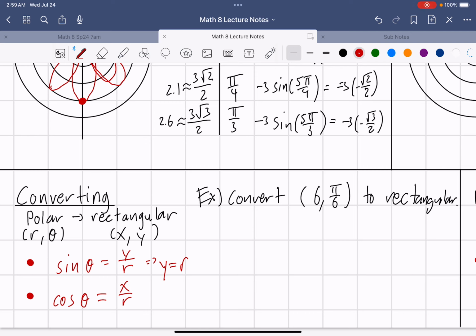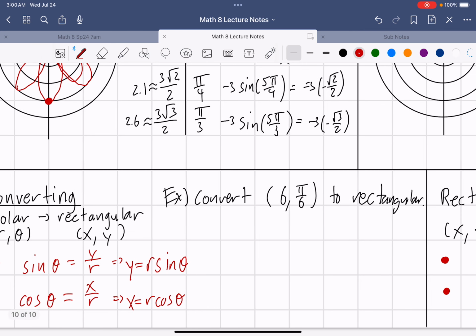Get it to equal r sine theta, which is exactly what my polar equation has. And now let me find my y value. And then for the x, it's just going to be r cosine theta. And here's a quick example. Again, these aren't too difficult.